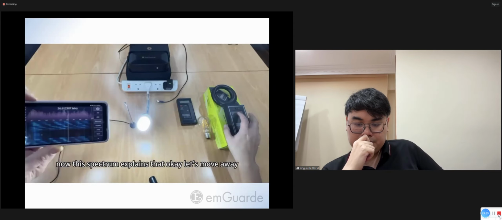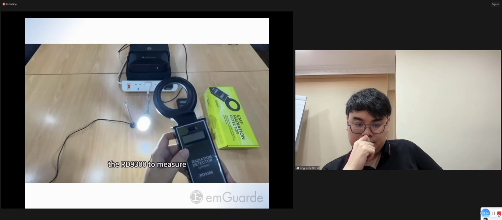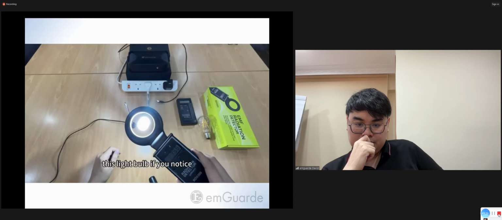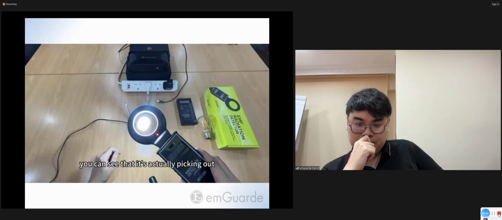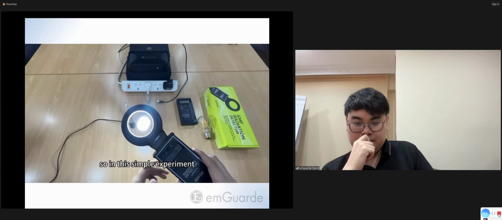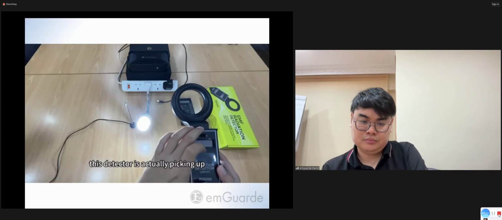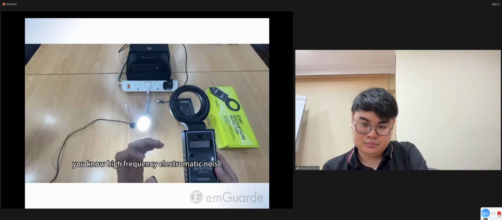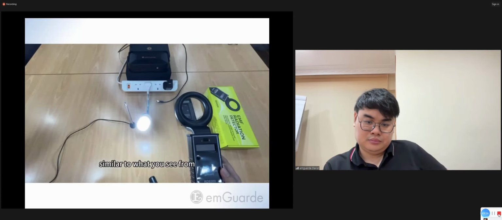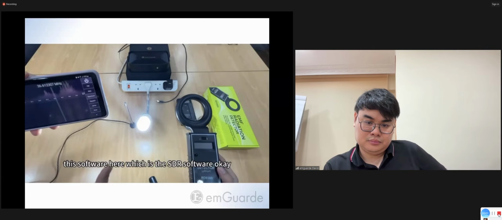Now, this spectrum explains that, okay? Let's move away. Now, when I use the RD9300 to measure this light bulb, if you notice, you can see that it's actually picking up a power density reading of more than 2000 microwatts per square centimeter. Okay, there you go. So in this simple experiment, we are able to explain to you that this detector is actually picking up high frequency electromagnetic noise, similar to what you see from this software here, which is the SDL software.